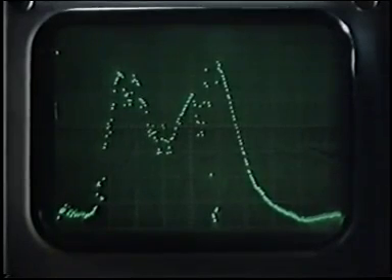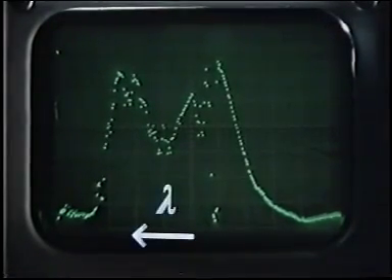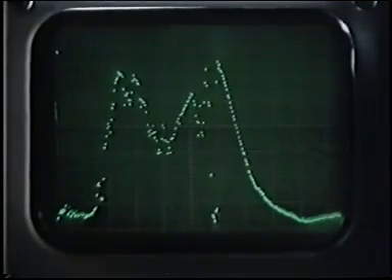And here we have the spectrum. Along the horizontal axis here, we're plotting wavelengths. Along the vertical axis, we're plotting intensity. That's the intensity of the radiation reaching our detector. Well, now, what does this tell us about the exhaust gases from the car?